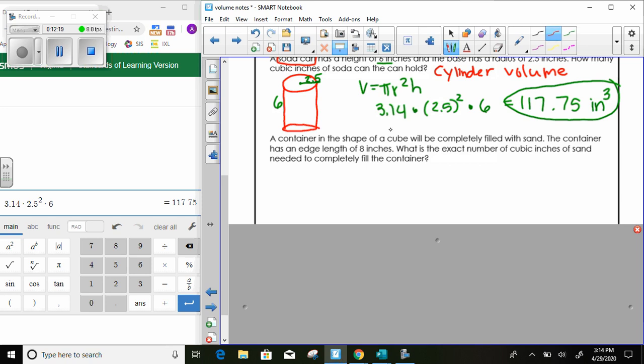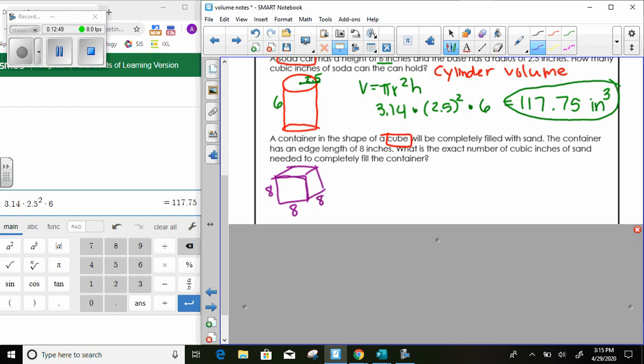It's talking about a cube, and we know that a cube is just a specific type of rectangular prism that is made from a square. So it has a square on every single side, so you can think of it kind of like a dice. So here's my really terrible drawing. Yours doesn't have to be good either. And it says that every edge length is 8 inches. So it has 8 as a height, 8 as a width, and 8 as a length.